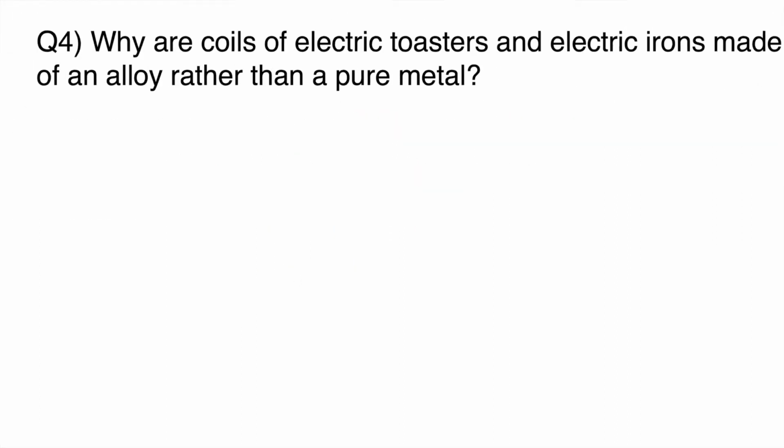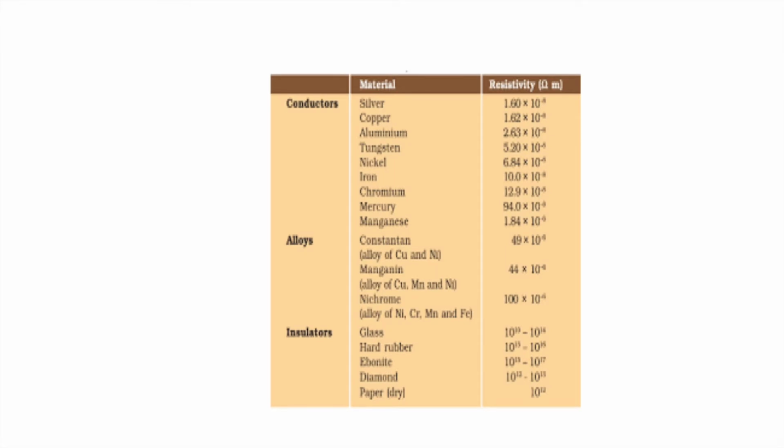Question number 4. Why are coils of electric toasters and electric irons made of an alloy rather than a pure metal? Here you can see a table which shows the different resistivity values for different materials. Metals are good conductors and have very low resistivity values. But when we come to alloys, the resistivity value is increasing. So this high resistivity value is an important property of alloys, which we are using in electric toasters and electric irons.